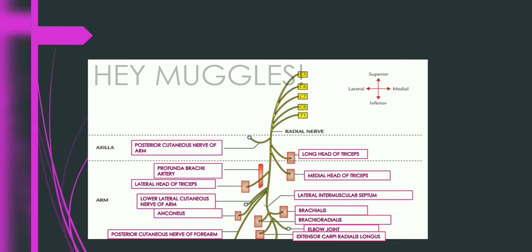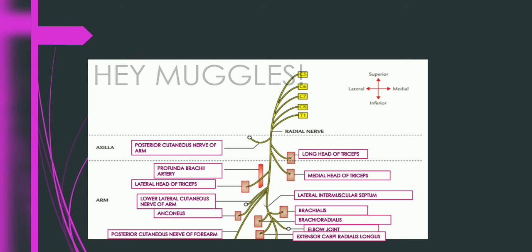Right? And it is present medial to your profunda brachii artery. You can see the profunda brachii artery marked in red in this diagram. It is present medial to the profunda brachii artery. Is that clear to all of you? Then it enters your radial groove. It reaches your radial groove, also known as the spiral groove.